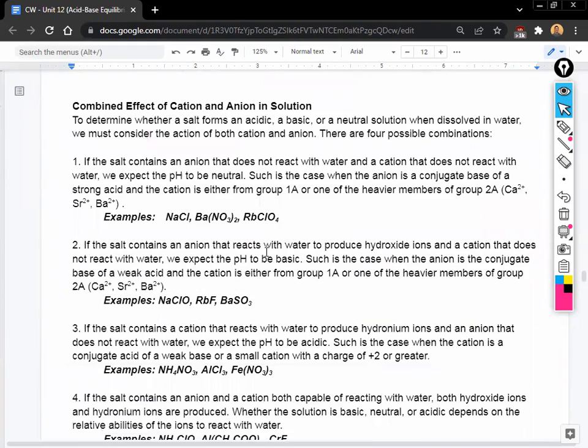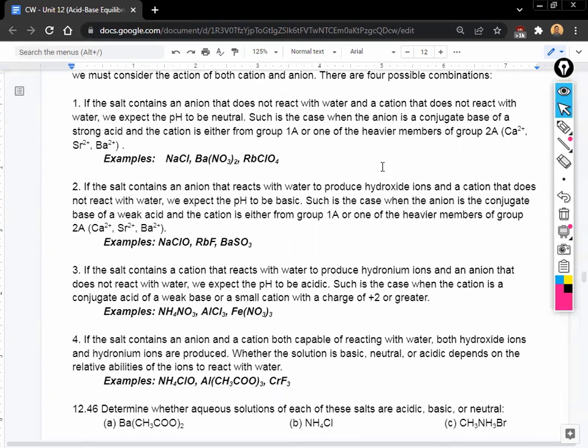Okay. Now, there's going to be a combined effect when you have cations and anions in solution, because if you have positive and negative, there's going to be some interaction there. So there are 4 possible combinations, and I'm going to do my best to make this as simple as possible for you guys. When we have a salt, it can form an acidic, basic, or neutral solution, and we have to look at what the cation and the anion do. So let's look at all of the combinations.